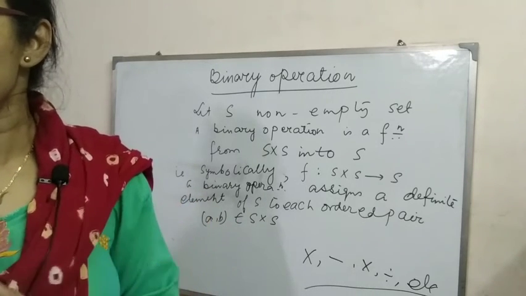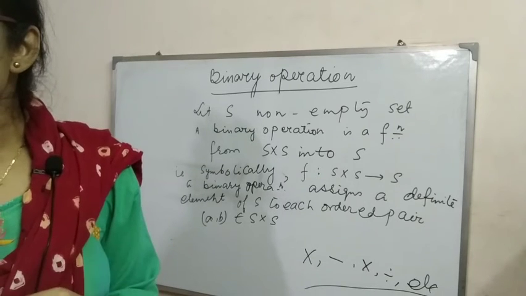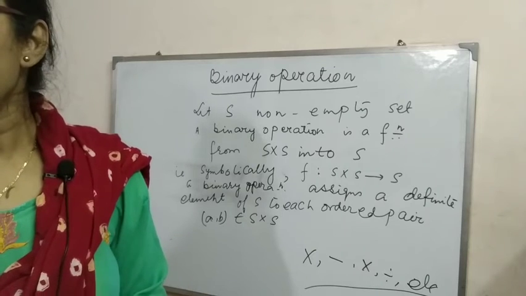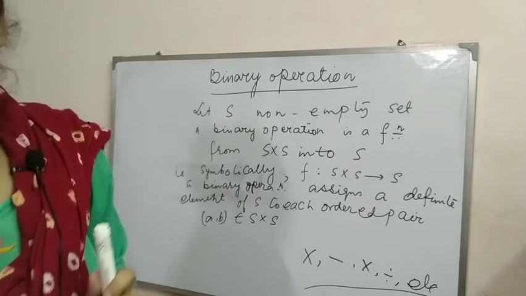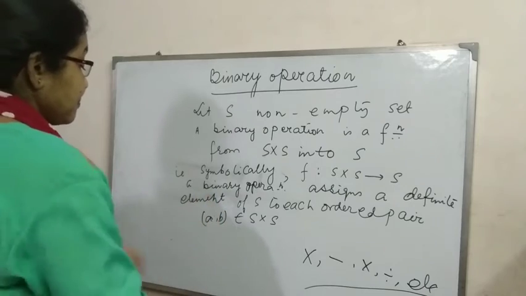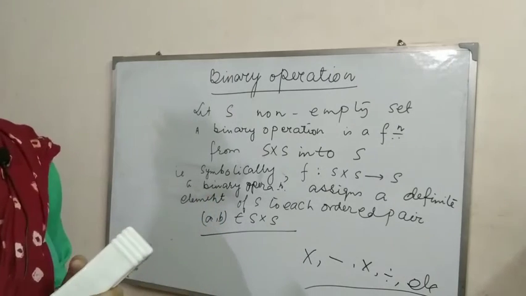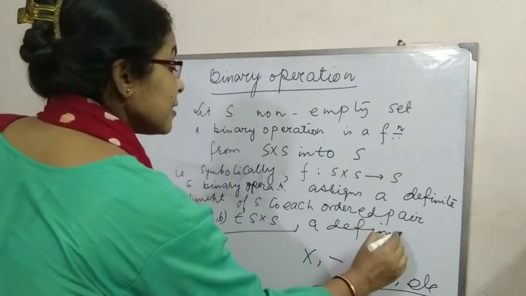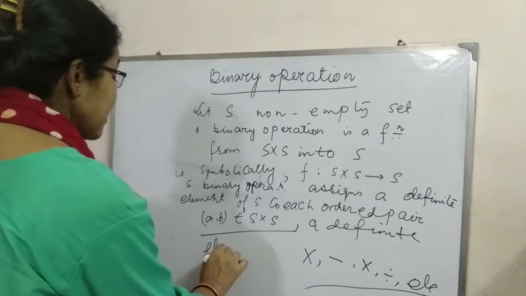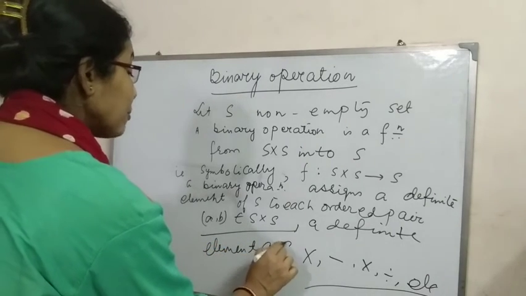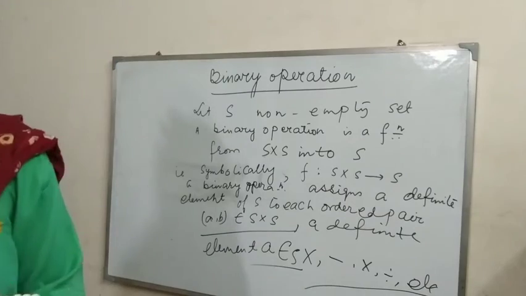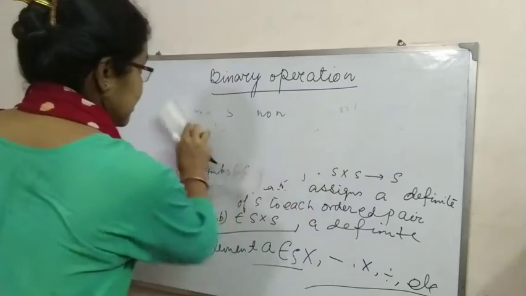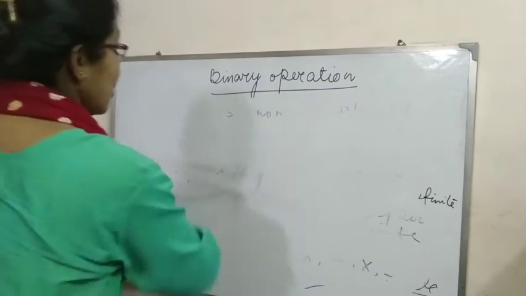This is the definition. From the definition it is evident that a binary operation is a rule of correspondence which assigns to each ordered pair, that is (a, b) belonging to S cross S, a definite element belonging to S. These symbols are used to denote the operation.